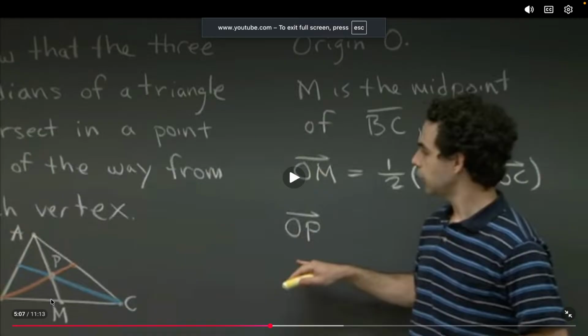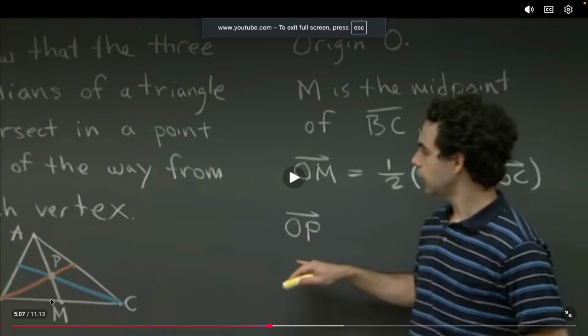O to A. Okay, 2/3 of what? 2/3 of A to M. Okay, A to M. So O to 2/3. Yeah, it makes sense in this way too. Okay, this is something interesting.